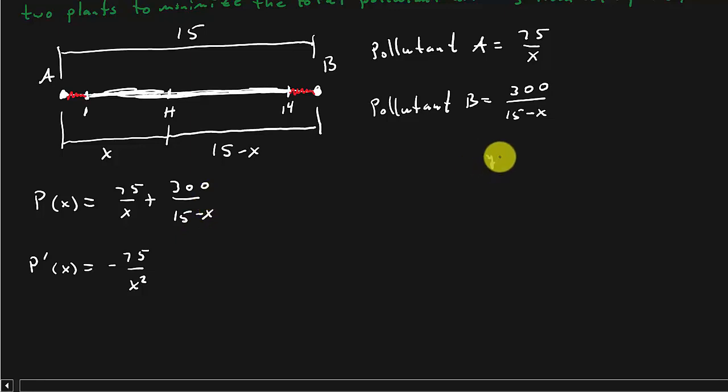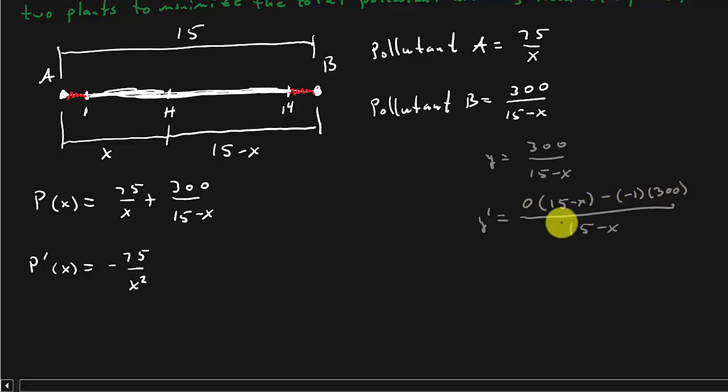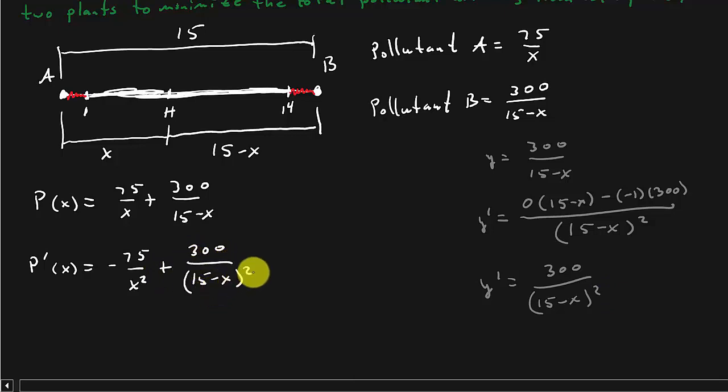Okay, so we come over here, y equals 300 over 15 minus X. So y prime, that's quotient rule. Derivative of 300 is 0 times 15 minus X, minus the derivative of the denominator, which is negative 1 times 300, and that's all over the denominator squared. So y prime would be 300 over 15 minus X, all of that squared. So that would be plus 300 over 15 minus X squared. All right. So we found that.